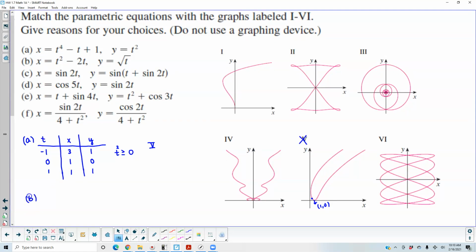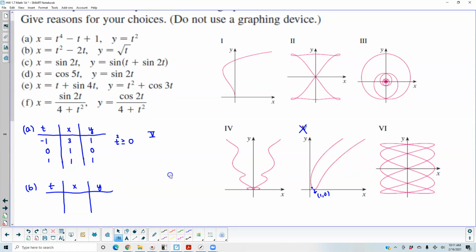Let's take a look at B. At B, again, let's create our table so we can see what that looks like. So we have x, and then we have y. Well, if we plug in a negative value, negative 1, if we plug it in for x, we get 1 plus 2, which is 3. And then we have the square root of negative 1, which is undefined.